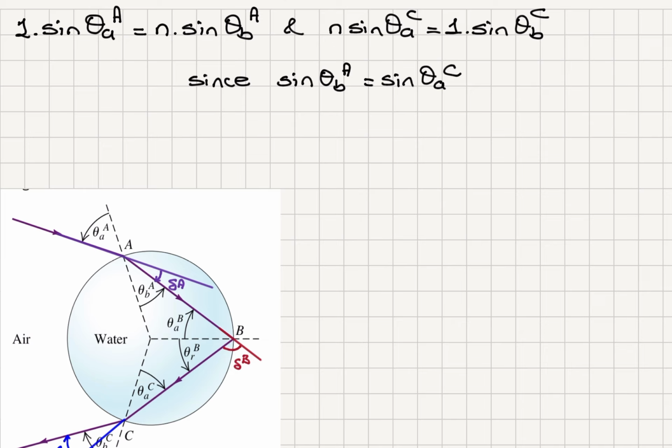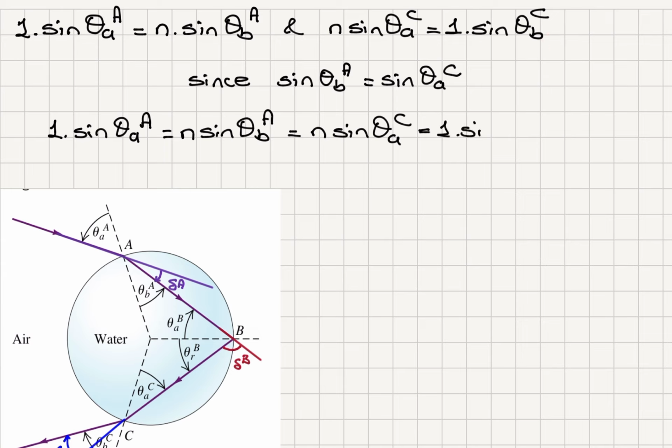So looking at Snell's law here, 1 times sine theta A at point A is equal to n times sine theta B at point A, but sine theta B at point A is equal to sine theta A at point C. So this is also equal to n times sine theta A at point C, which is equal to, from Snell's law at point C, 1 times sine theta B at point C.